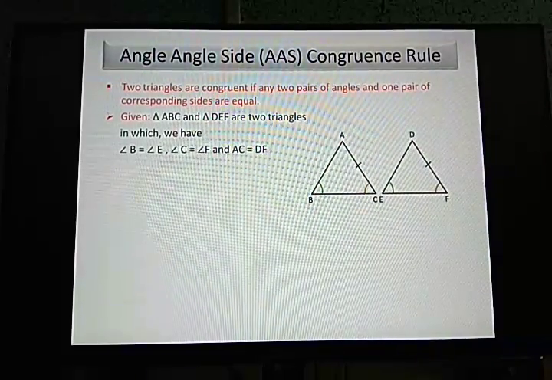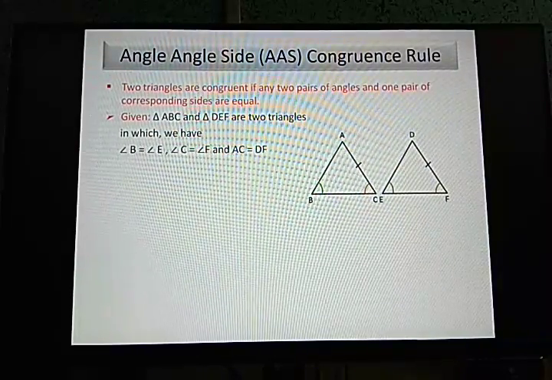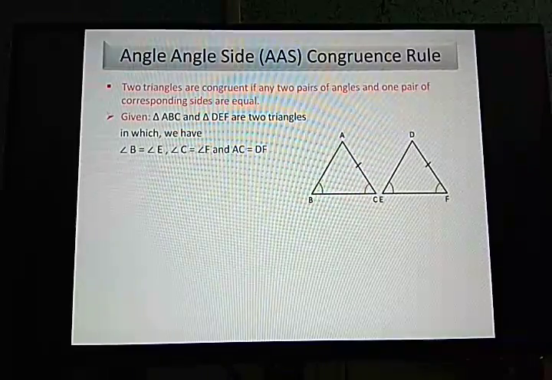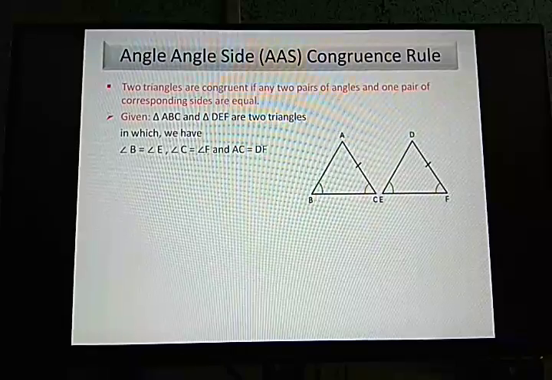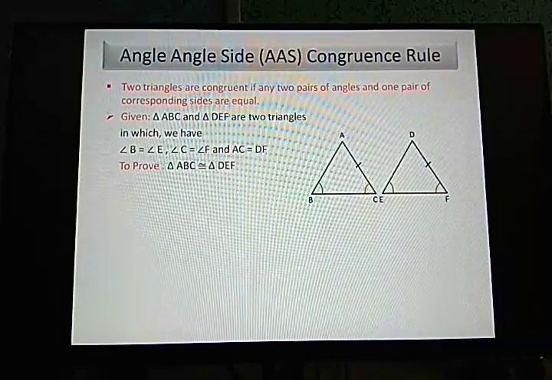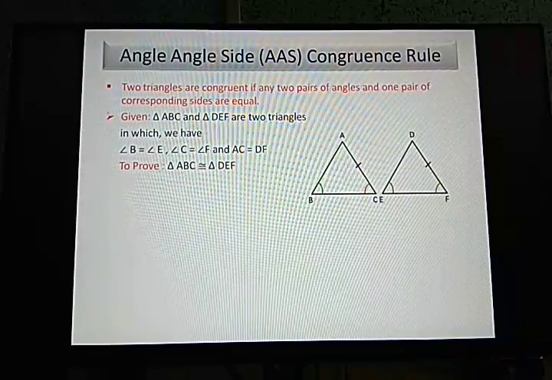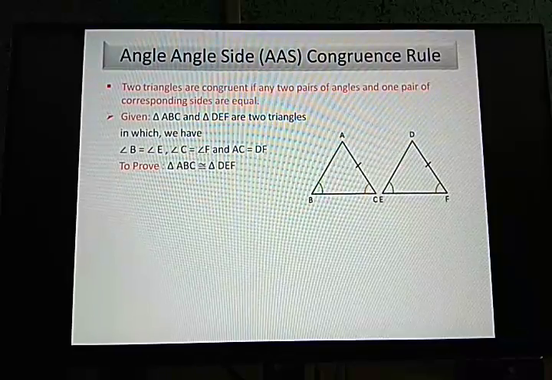First of all we'll write what is given to us. I have already mentioned that ABC and DEF are two triangles in which angle B equals angle E, angle C equals angle F, and side AC equals side DF. Next we have to prove that triangle ABC is congruent to triangle DEF. So how do we do that?